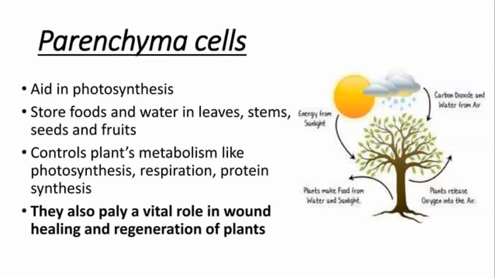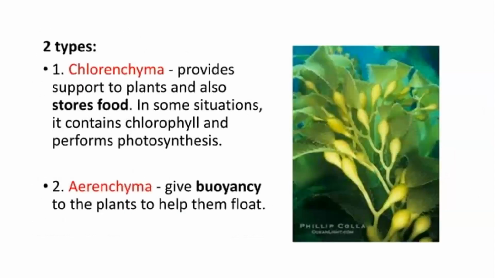Based on the functions, parenchyma cells are named as different types. Chlorenchyma provides support to plants and also helps in photosynthesis mainly. It contains chlorophyll and performs photosynthesis. Another one is aerenchyma, which stores gases inside and gives buoyancy to the plants to help them float. Another one is storage parenchyma.